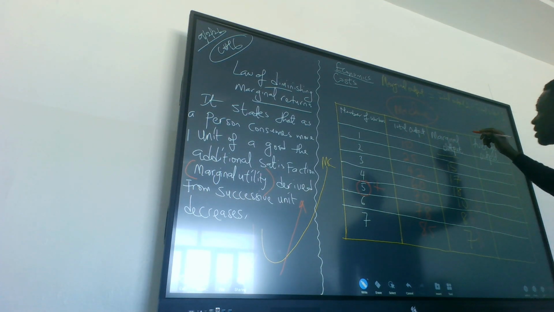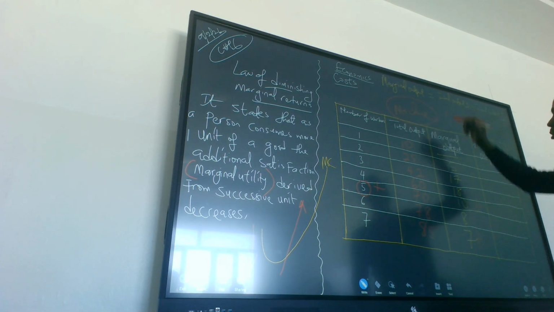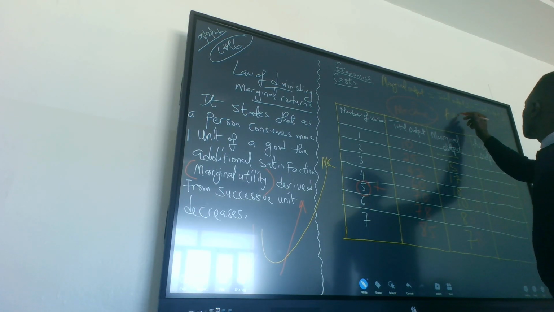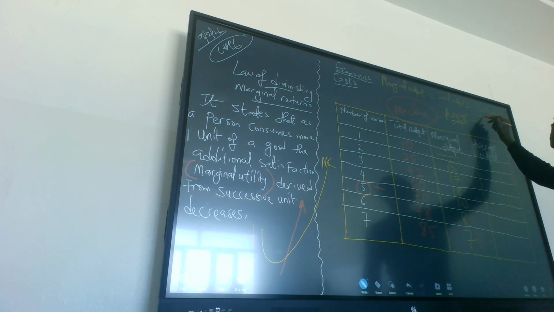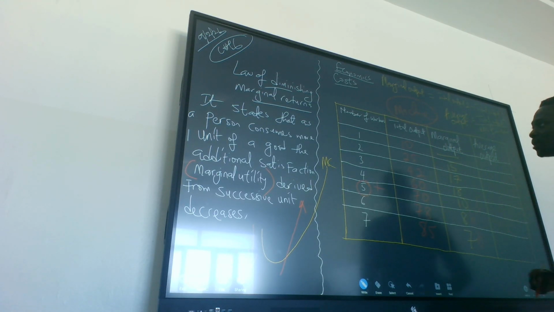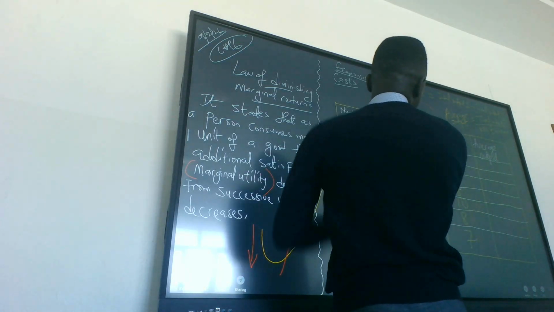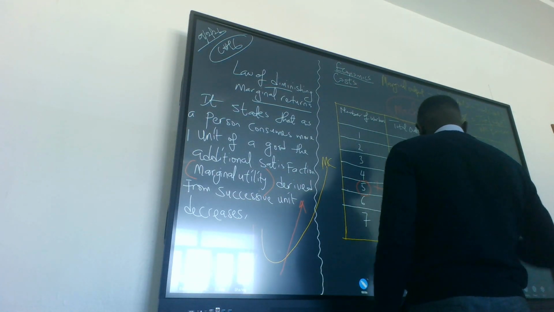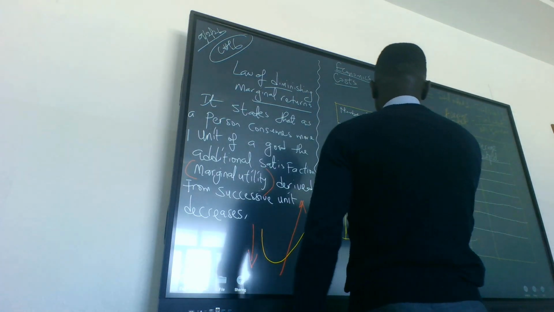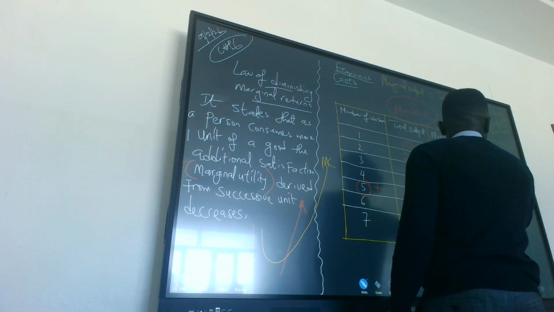For average output, it is total output divided by the numbers of workers. Are you with me? Yes. So what's our total output for the first one? 10. 10 divided by 1? 10, right? 12.5, right? Yes or no, please?